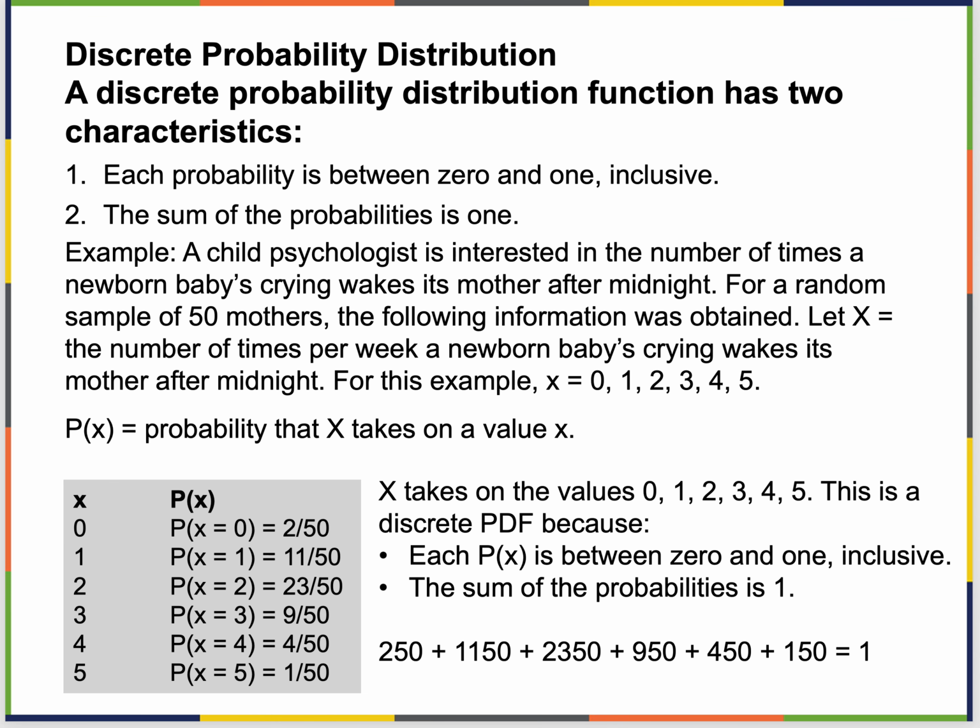So what does discrete mean? We haven't actually defined that. Discrete, first of all, means either finite. Like if we look at this, a child psychologist is interested in a number of times a newborn baby's crying wakes its mother after midnight. For a random sample of 50 mothers, the following information was obtained. Let x equals the number of times per week a newborn baby's crying wakes its mother after midnight. For example, the numbers are 0, 1, 2, 3, 4, 5. And we find out that this happens 2 times out of 50, 0, 11 times out of 50, 23 times out of 50, 9 times out of 50 for 3, 4 times out of 50, and 1 time out of 50.